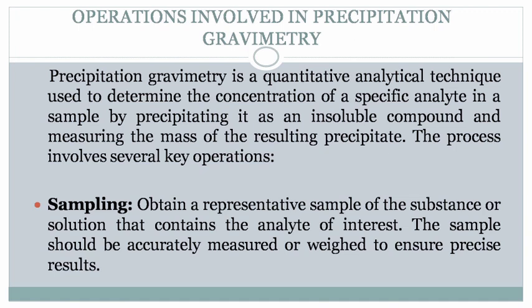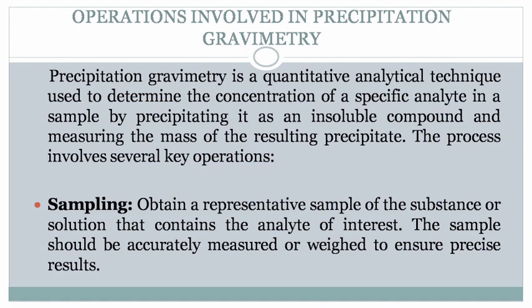Precipitation gravimetry is a quantitative analytical technique used to determine the concentration of a specific analyte in a sample by precipitating it as an insoluble compound and measuring the mass of the resulting precipitate. The process involves several key operations.